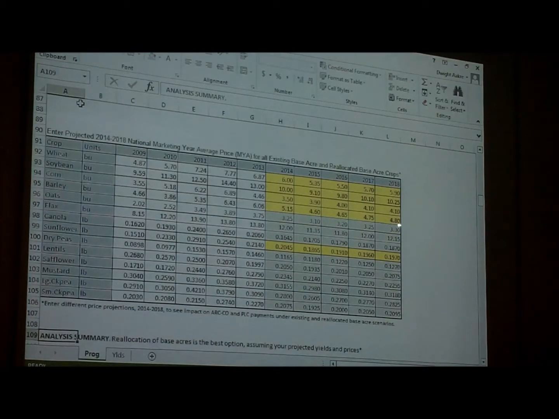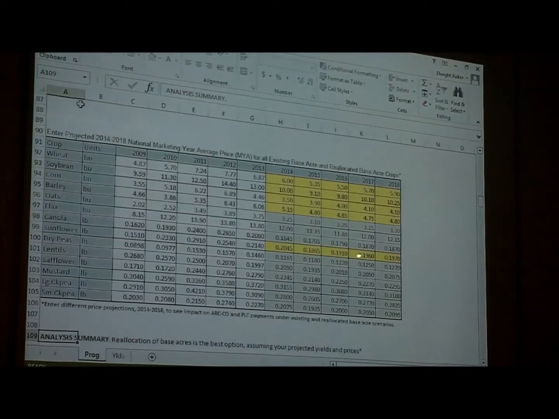And all of these prices are below the reference price, therefore it would trigger a PLC payment each of those 4 years, if that's a realistic price. And the other crop we've got in play here is sunflowers, and here's what they're projecting, falling to 18 next year, 19, basically 19 and a half after that. So that's the input that's needed.